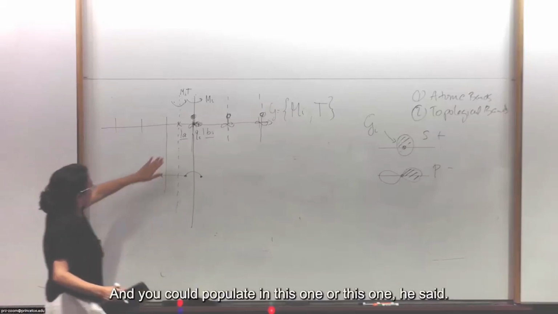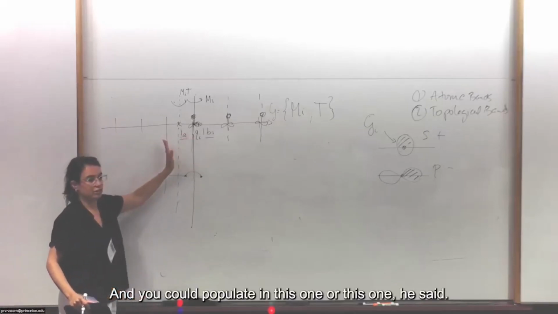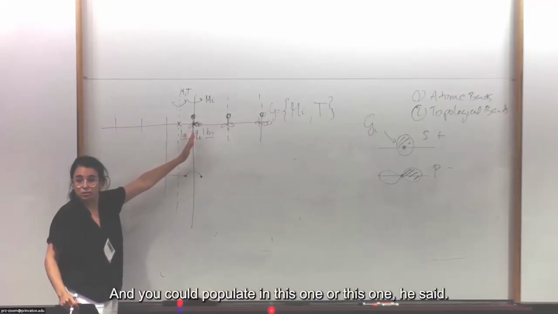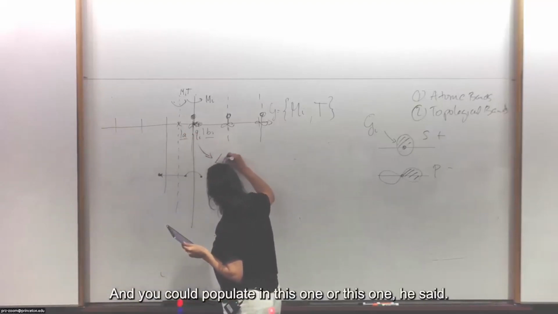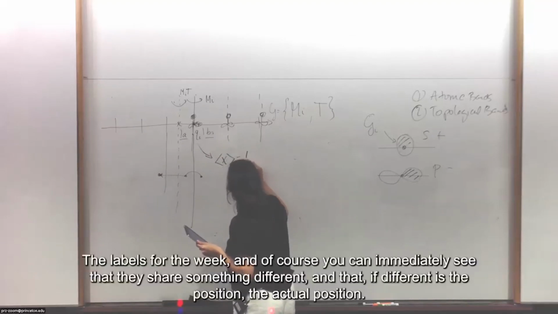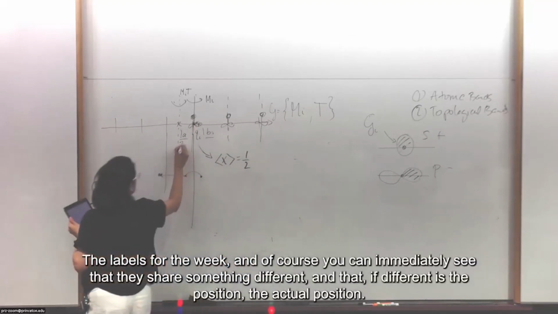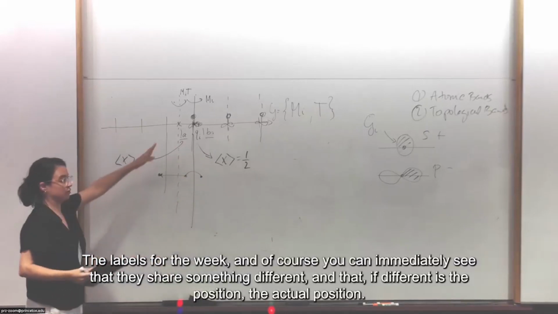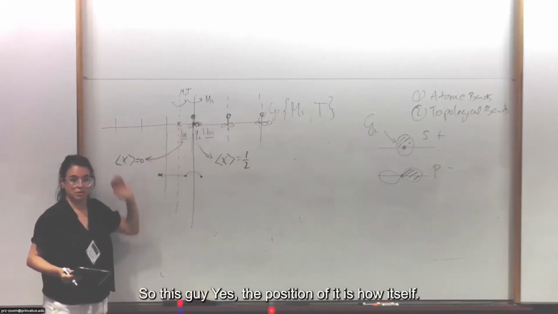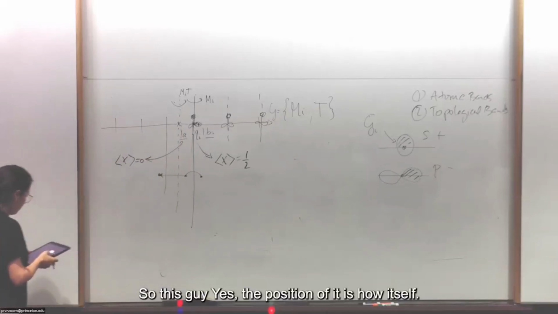And of course, you can immediately see that they differ in the actual position. So this one has the position of 0.5, because it's on the edge of the unit cell, and this one is 0 because it's on the center of the unit cell. So that's a very simple way.